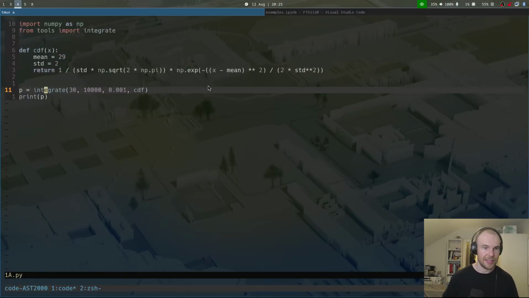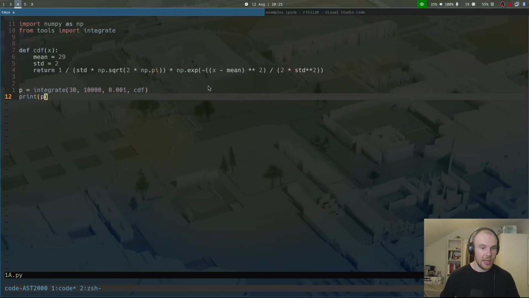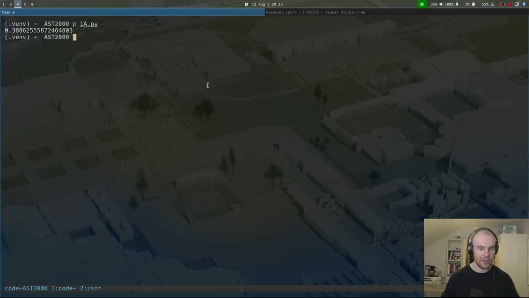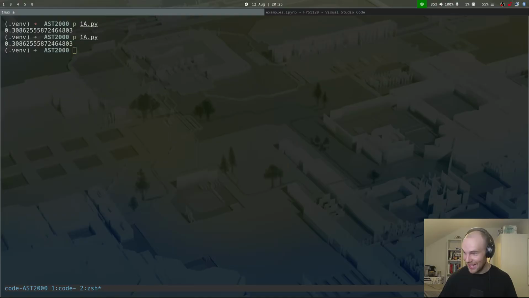So that's integrate. Okay, so I just do integrate here. P is equal to integrate of this guy. I pass in the CDF here because that's our function that we're going to multiply with. And I print P, and if I do that, you can see I get this number here, and that's entirely correct. So that's it. That's enough for today. Okay, see you tomorrow.